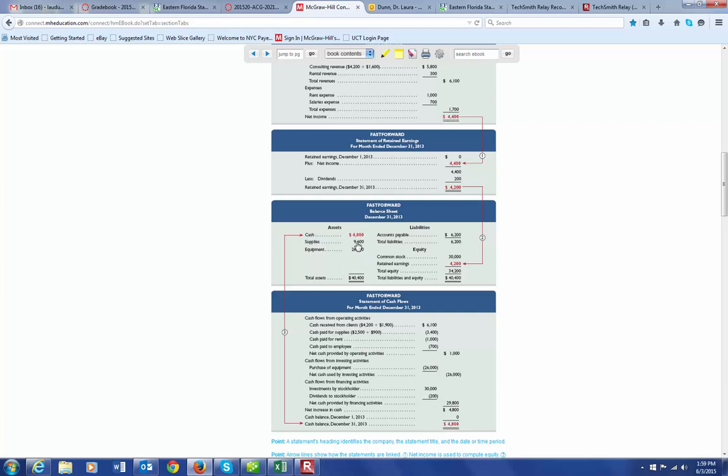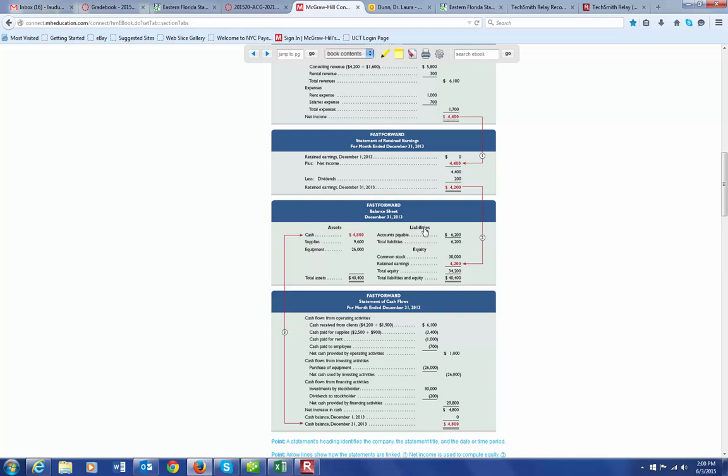Now when I say this is what these are worth, going back to the cost principle, this is what would have been paid for these things. It does not mean that the guy could turn around tomorrow and sell these supplies for $9,600. We don't know what he could sell them for. But he paid $9,600 for these supplies and $26,000 for this equipment. So these assets are recorded at cost.